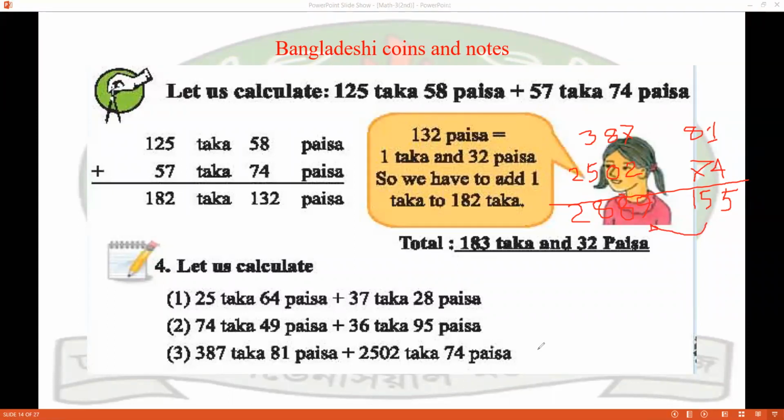So we can write this math 2,889. When 1 is added, it will be 2,890. And the remaining paisa you have to write, and 55 paisa remains, so 55 paisa. This type of math you have to solve in this way.